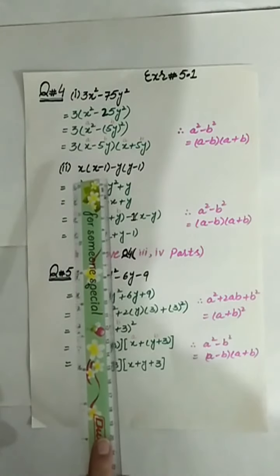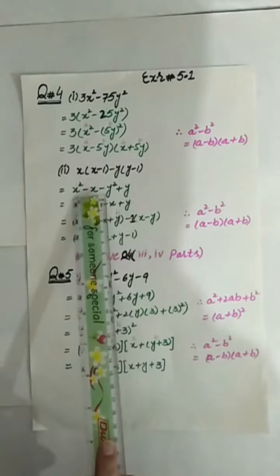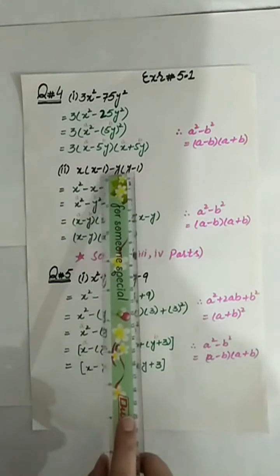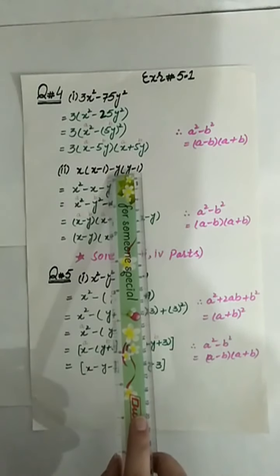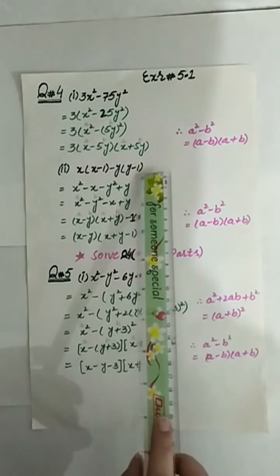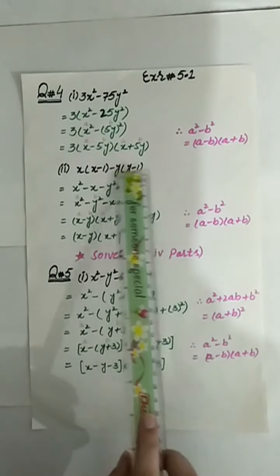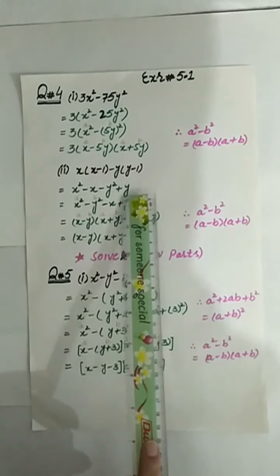First we will multiply x with x minus 1, then the answer will be x into x is x square, minus x with 1 is minus x, minus y with y is minus y square. After multiplying this minus y with minus 1 is minus minus plus y. This minus 1 is plus y.